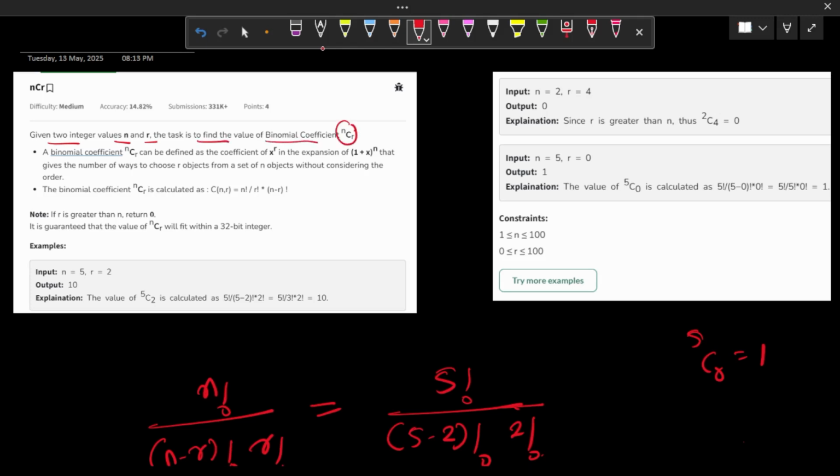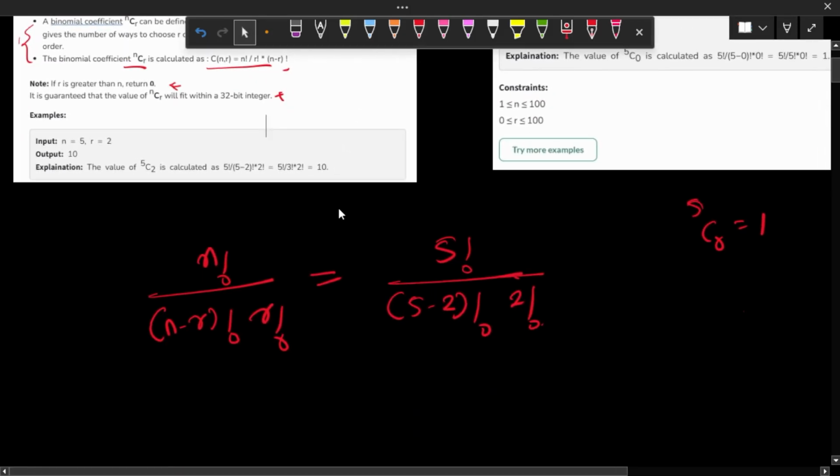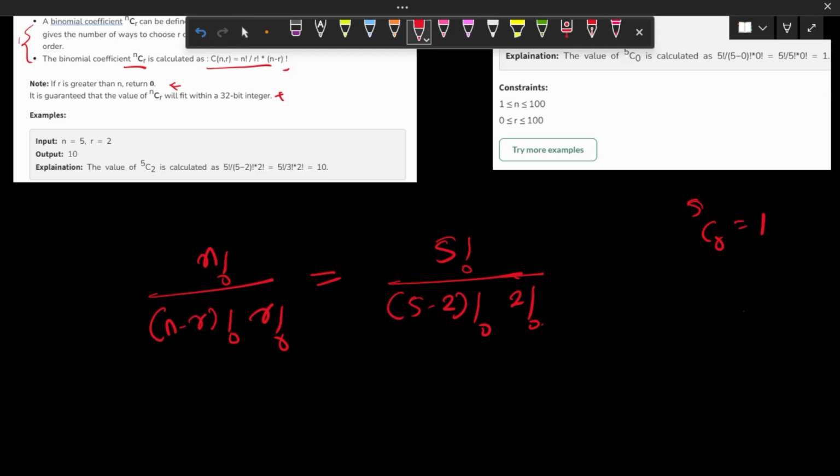Now they define what nCr is. They give the formula of nCr. We just have to solve it, and they give us two important notes. We already discussed nCr and we know how we calculate it. nCr is equal to n factorial upon (n minus r) factorial times r factorial.